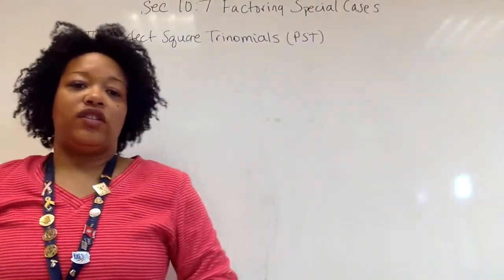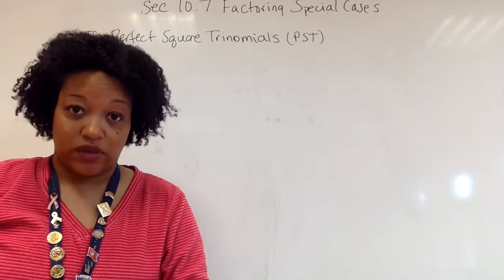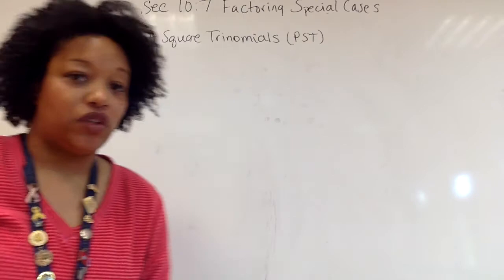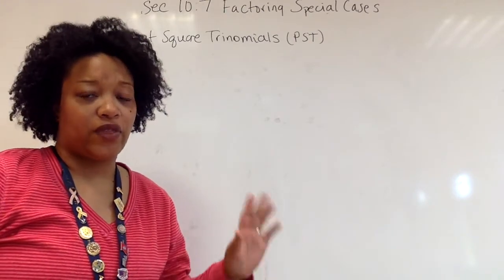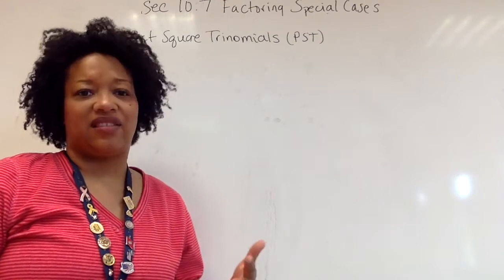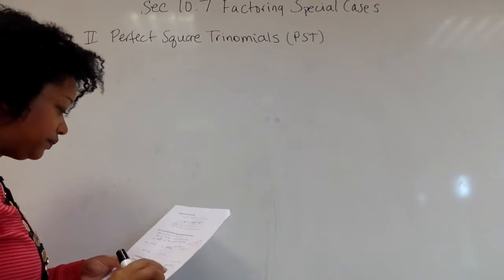All right, so let's move on to our second special case. This is the perfect square trinomials, or PST for short. Let me remind you, I mentioned this a little bit in the first few videos. What does it look like? So when does a PST occur? Here's what you want to put in the blank down there in your notes.